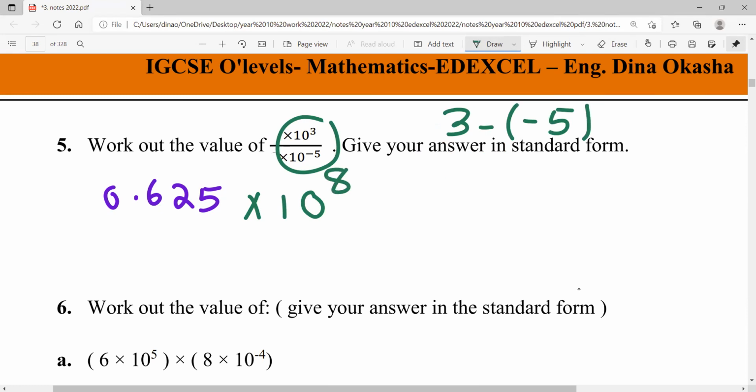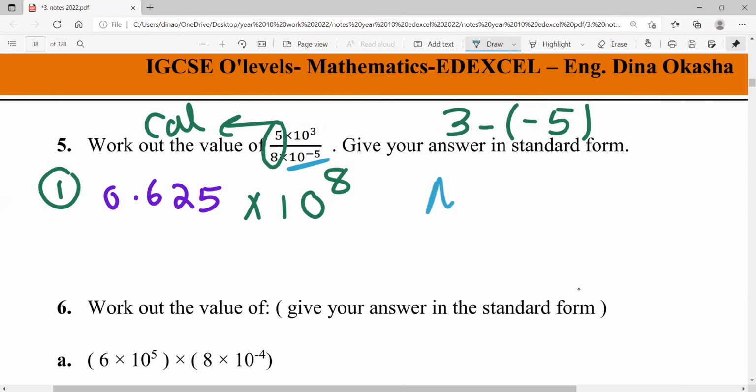This is step 1. What did I do again in step number 1? In step number 1, I worked on the numerical part alone. I put this on the calculator and it gave me 0.625. Then I worked on the 10 part alone. Since I have the same base, I have the right to subtract the powers. This is not standard form at all.